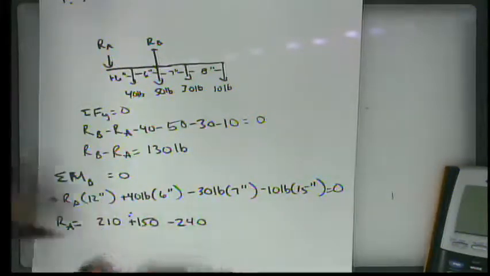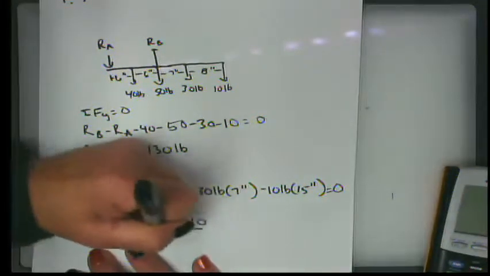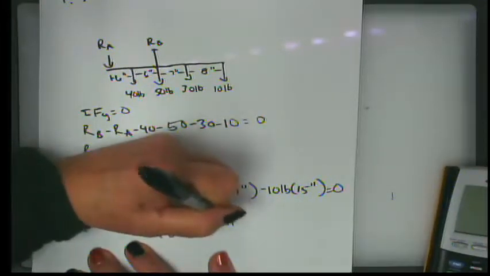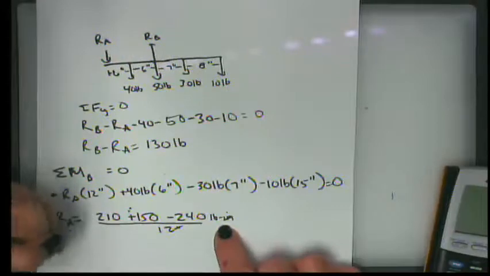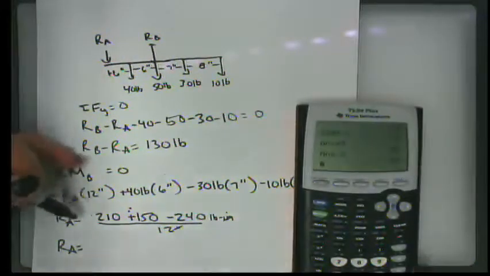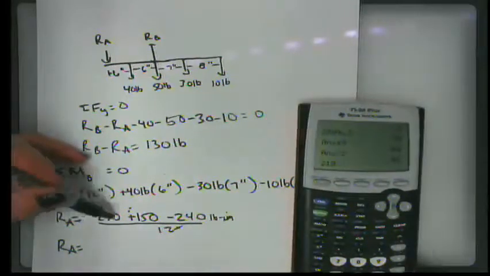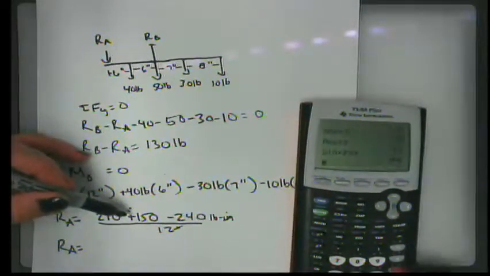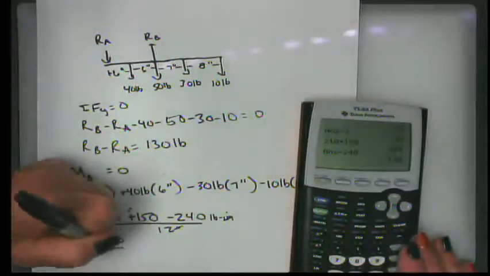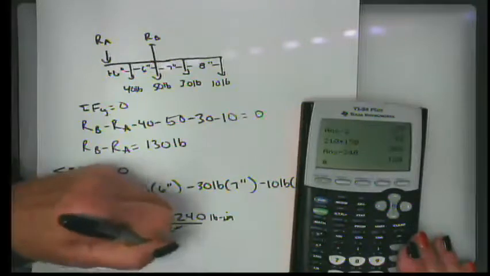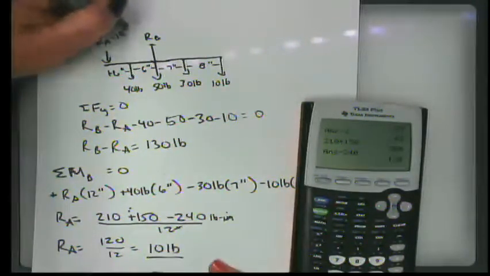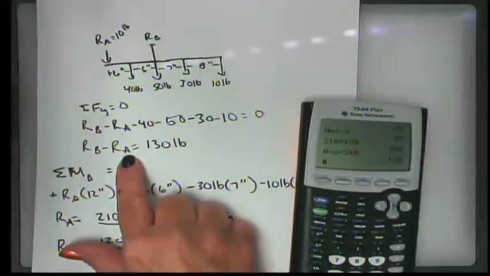And that's R sub A times 12, so I can divide that entire thing by 12 inches. And this would be pound inches. So inches cancel out, and I'm left with pounds. So R sub A has a value of 210 plus 150 minus 240, or a value of 120 divided by 12, which is 10 pounds. So that means R sub A pushes down with a force of 10 pounds, which is negative.